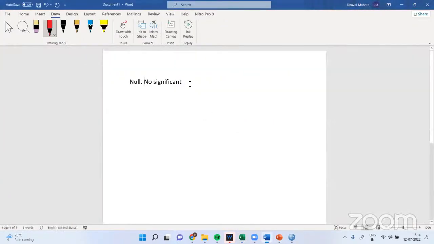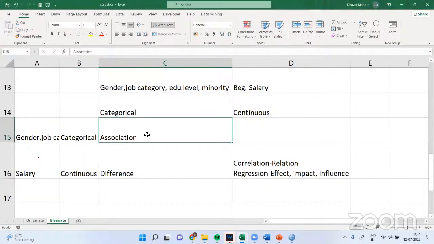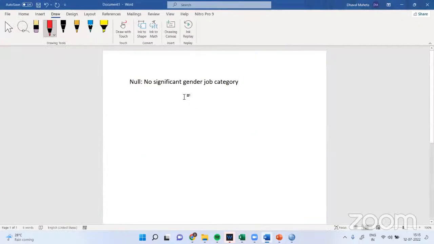So I'll go here. Now I'll write down gender, job category, right? And I am in this compartment, so it is necessary that I will use the word association. So there is no significant association between gender and job category. Done. Now you are the masters of hypothesis framing. See, so simple. Are you able to understand this now? Yes, sir.